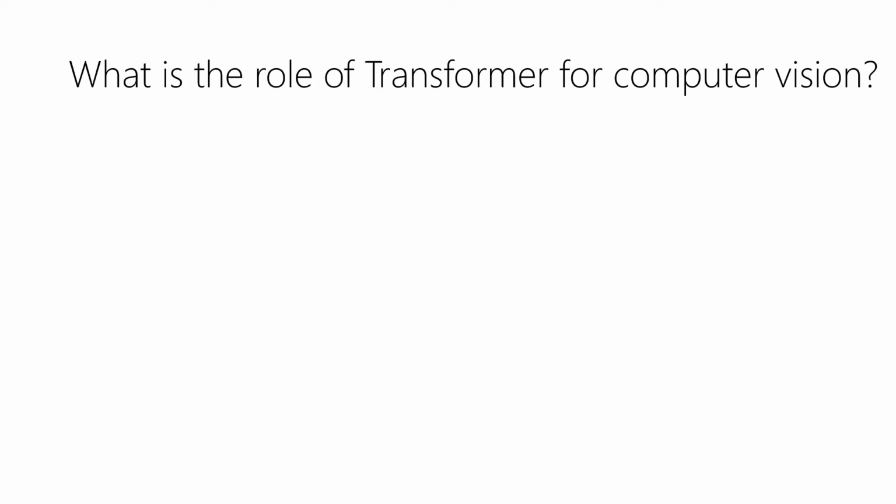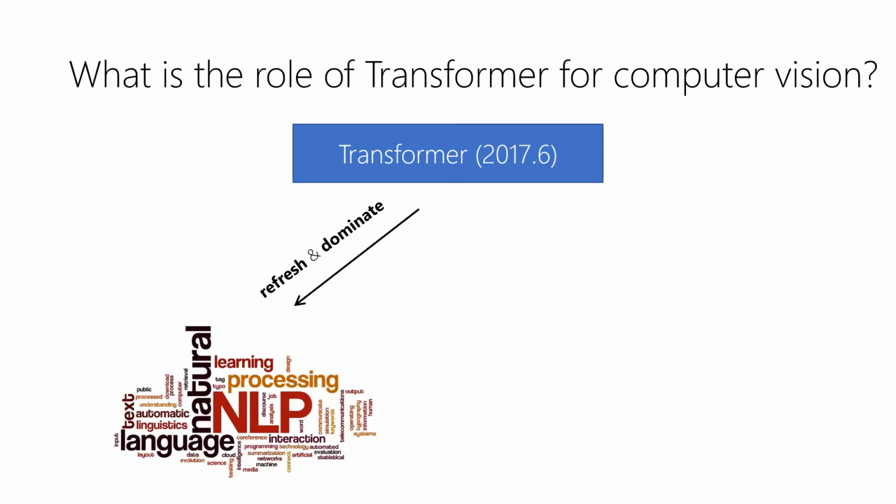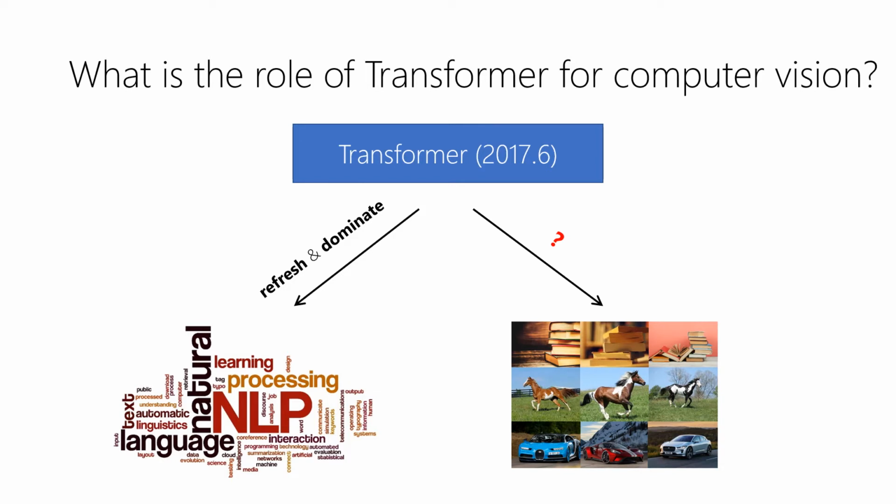Now, everybody knows transformers. It was invented 4 years ago. During the last 4 years, it has refreshed the NLP field, and is also the current dominant architecture in this field. It's so successful in NLP, encouraging researchers to think about a question: what is the role of transformer for computer vision?